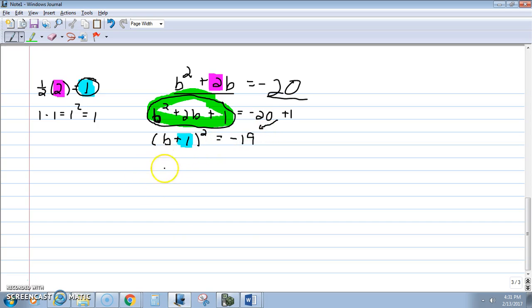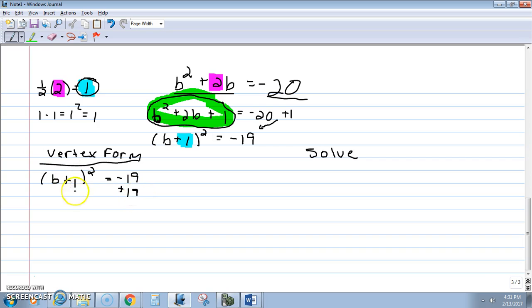All right, so now I have my 2 choices. I can solve it, and I can turn it into vertex form. Let's do vertex form first. b plus 1 squared equals negative 19. Add 19 to both sides. And we get b plus 1 squared plus 19 equals 0. So there's vertex form.